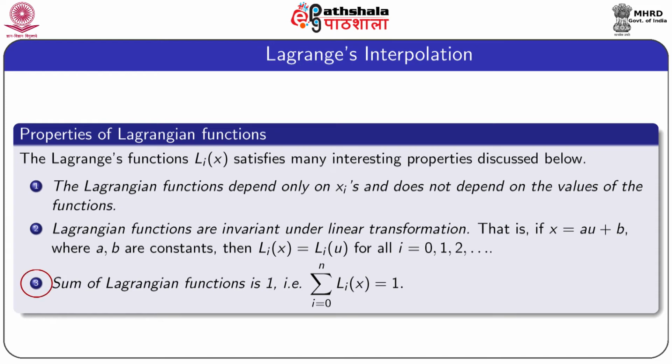And the third property is also very important. The sum of the Lagrangian functions is 1, that means summation i equal to 0 to n of L_i(x) equals 1. So, these are the three interesting properties of the Lagrangian function, and all these properties are proved in the content.